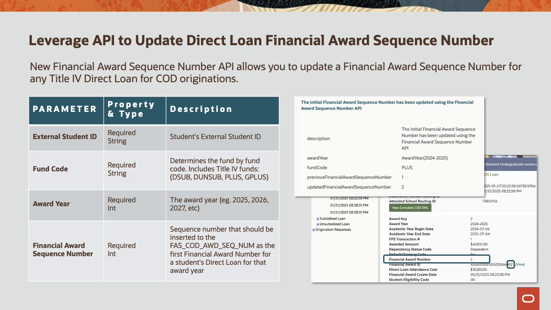This number is used by the system to determine what value should be sent when communicating to COD. While we do not expect that you'll need to use this feature within normal scenarios, it does allow you to process scenarios where a student is converted mid-academic year and has a previously used financial award sequence number in an outside system.